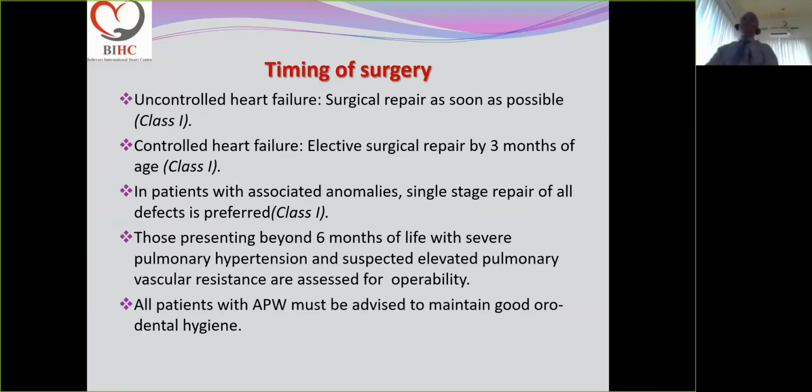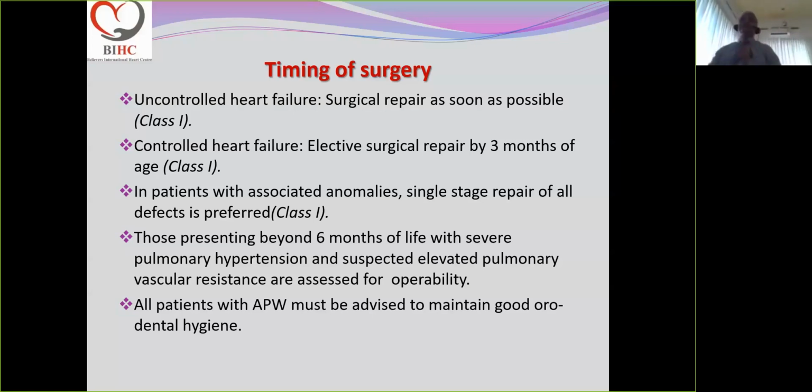When do you operate on them? Treat them like a VSD. The surgical repair should be as soon as possible if there is uncontrolled heart failure. If there are no symptoms or if there is controlled heart failure and the AP window is large or moderate in size, you should do elective repair by 3 months of age. And in patients with associated anomalies, generally you'd like to do it as a single stage repair. For instance, if there is an AP window with an interrupted aortic arch, you'll have to repair everything in the newborn period together. The tragedy is you will find patients presenting beyond 6 months with severe PAH.